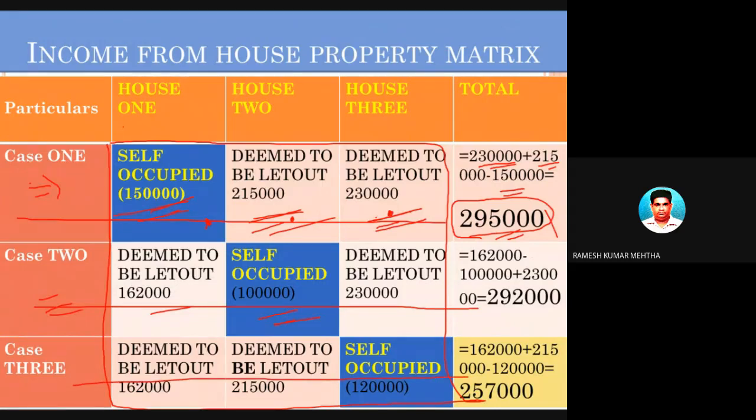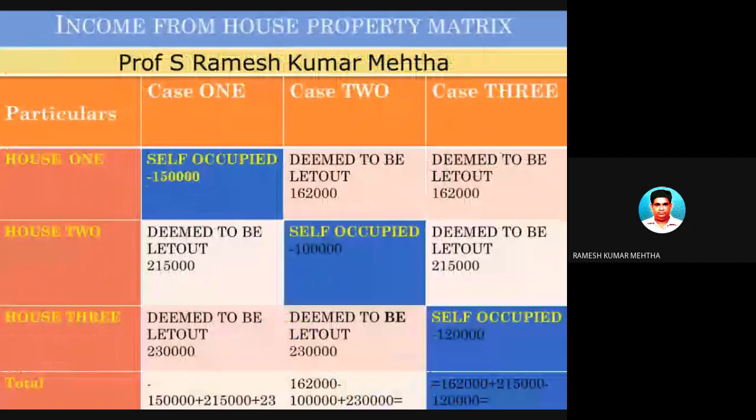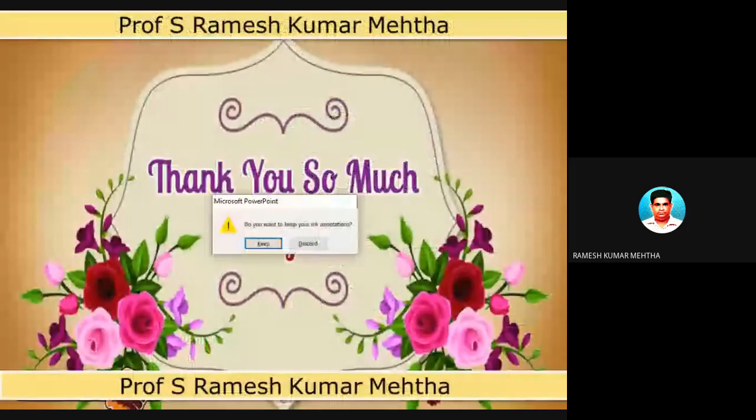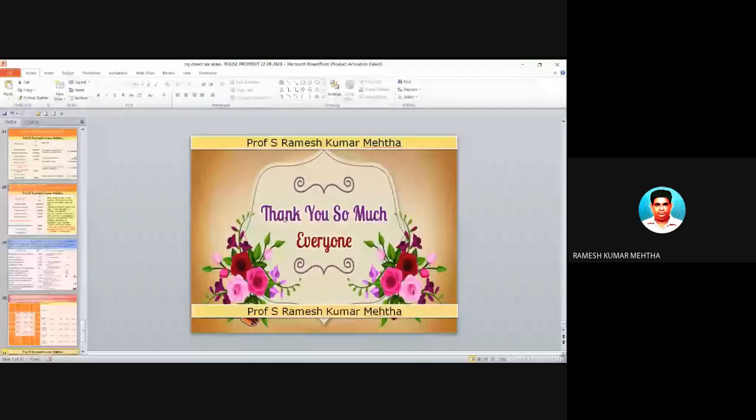Obviously any human being on this earth wants to show less income, and hence he will choose this situation. What is the situation? House number 3 is self-occupied and house numbers 1 and 2 are deemed to be let out. So this is the way you can solve the problem. Hope you have understood. Now I'm going to stop and take up the questions if any, and thank you so much for your patience in listening.